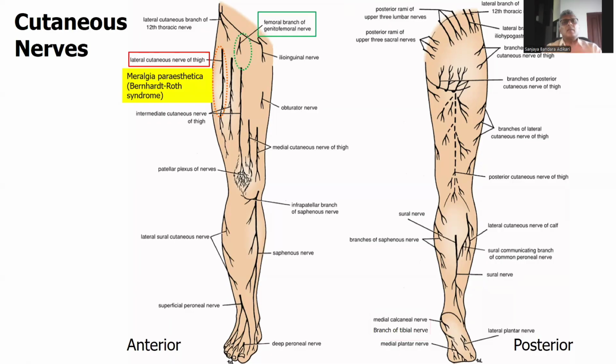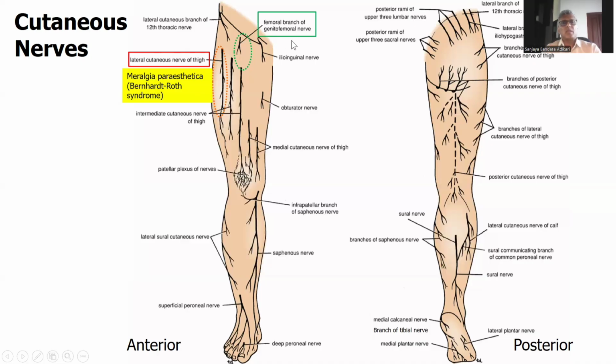Then the genitofemoral nerve. Now, when you learn the inguinal canal, you learn that there are three nerves associated with the inguinal canal. Two pass through the inguinal canal, one passes above the inguinal canal. The nerve that passes above the inguinal canal is the iliohypogastric nerve. So it is not inside the inguinal canal, it's above it. Then two nerves pass through the inguinal canal, genitofemoral nerve and ilioinguinal nerve.